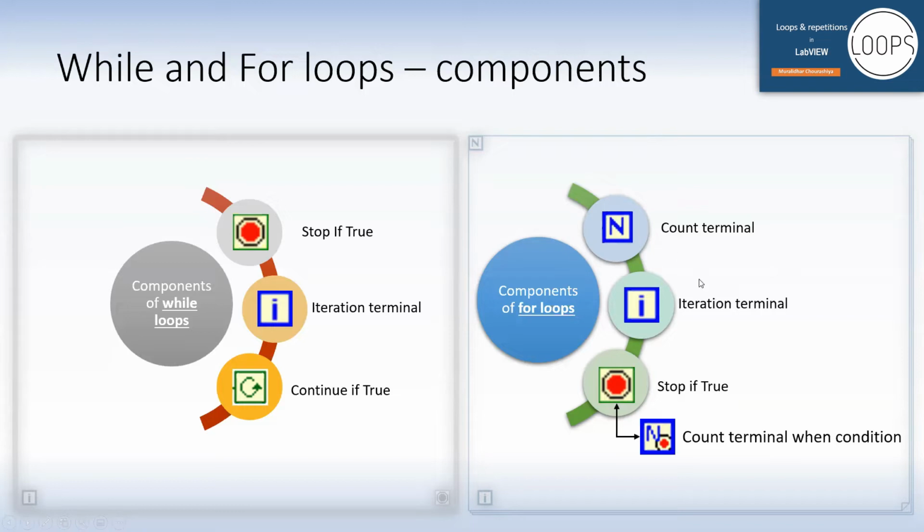Another configuration is that you can put a conditional terminal on the for loop also. Right click on its edge and say that you want to put a conditional terminal. Then this N count terminal will become like this. There will be a red dot, and you will have this particular condition inside the for loop. Then you can supply some condition to stop the for loop at any time.